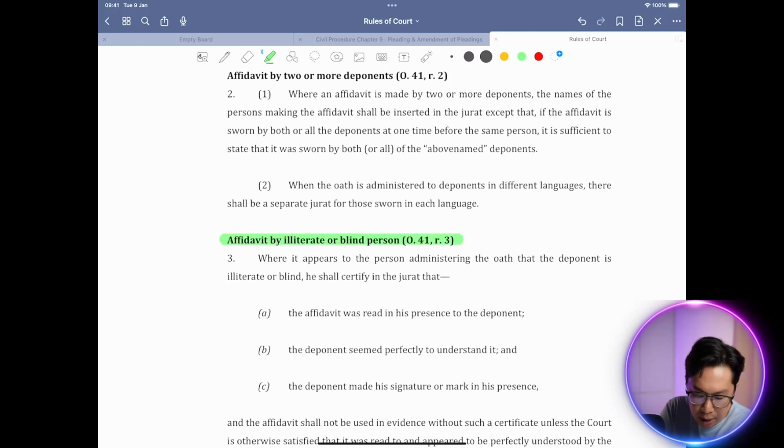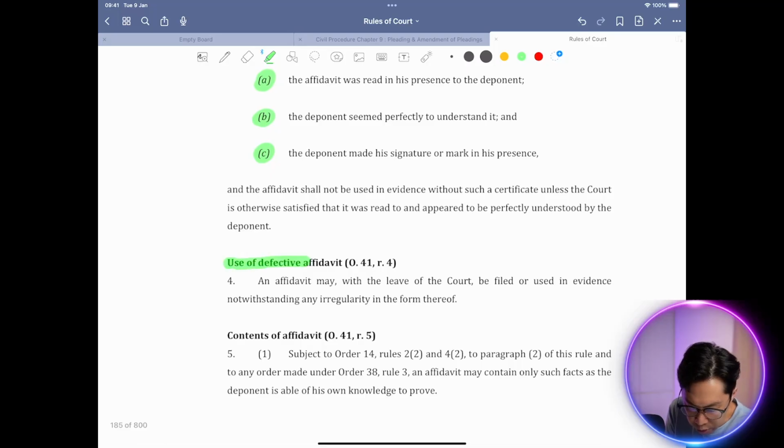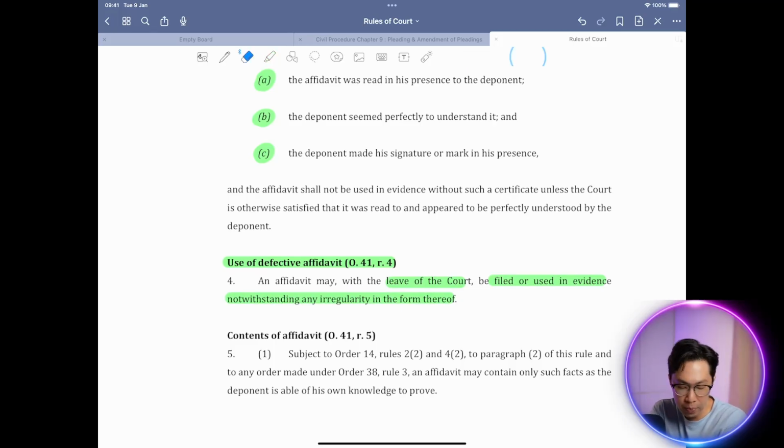Affidavit by illiterate or blind person. Where it appears to the person administering the oath that the deponent is illiterate or blind, he shall certify this. Okay? And take note of this one, use of defective affidavits. An affidavit may, with the leave of court, be filed or used in evidence, notwithstanding any irregularity in the form thereof. Right? The court may allow it to be filed even if it's not that accurate, but it's up to the discretion of the court.